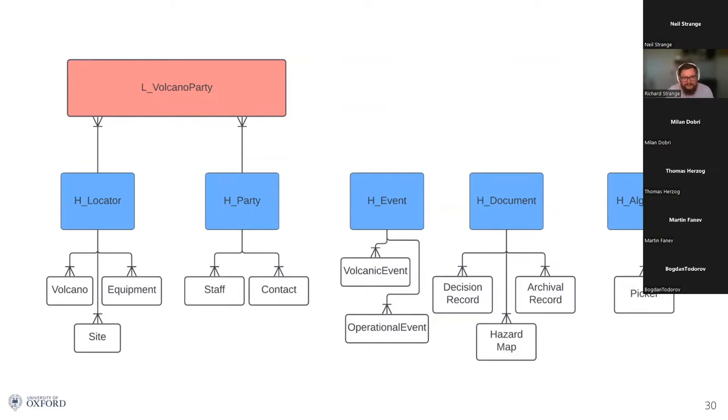We have events, documents, because it's not the decision that we can record. It's the business artifacts from a decision, or archival records, or the hazard maps we produce to help decide, when an eruption begins, what needs to be evacuated, what can be left, and at what stage. And lastly, we put algorithms out to one side because they behave a little bit differently.